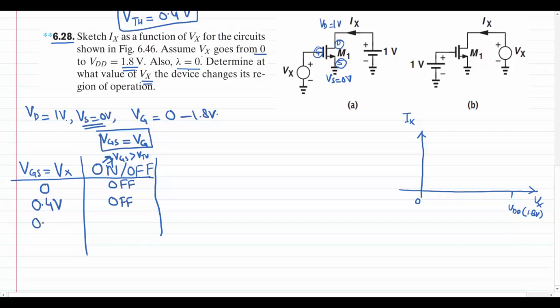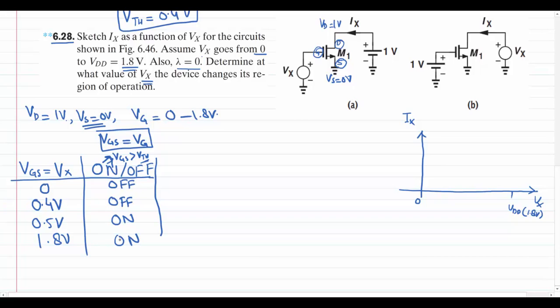Now if Vgs is 0.5 volts, then we have 0.5 volts here, which happens to be greater than Vth, which is 0.4, therefore this inequality holds true, and you can say the device is turned on now. Now let's just take another value of Vgs like 1.8 volt. If Vgs is 1.8 volt, then we know that 1.8 is greater than 0.4, therefore the device is on.